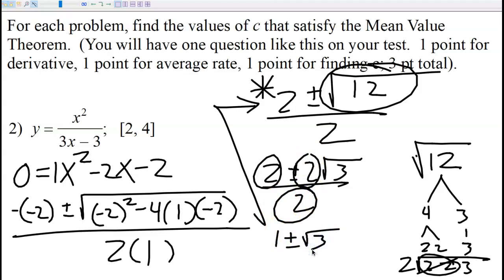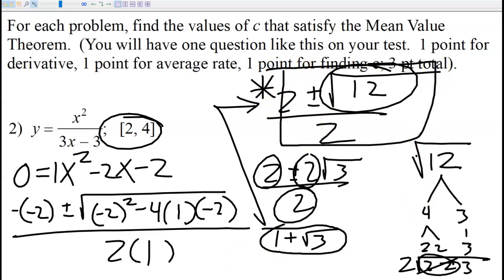Now, it could be 1 plus the square root of 3 or 1 minus the square root of 3. Now, I know that the square root of 3 is bigger than 1, so if I do 1 minus the square root of 3, it's going to end up being negative, and that's not on my interval. So I know that I don't want the one that has a minus in it. I only want the one that has a plus, and that's going to be my answer, 1 plus the square root of 3. But like I said, you guys can stop up here if you want to. All right.